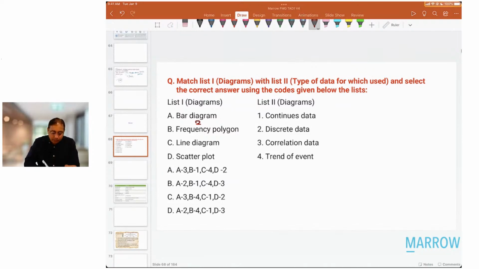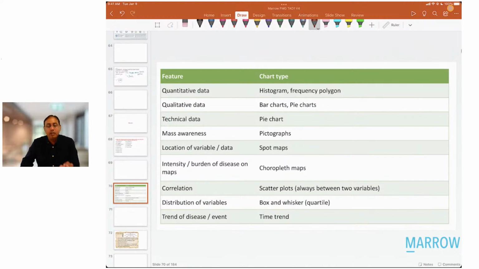Please note that whatever diagrams they may ask you, are for quantitative data. What are quantitative data? Quantitative data is that data which is usually measurable, and usually continuous. So the graphical types for quantitative data we can use are histograms, or frequency polygon. For qualitative data, we can have bar charts or pie charts.